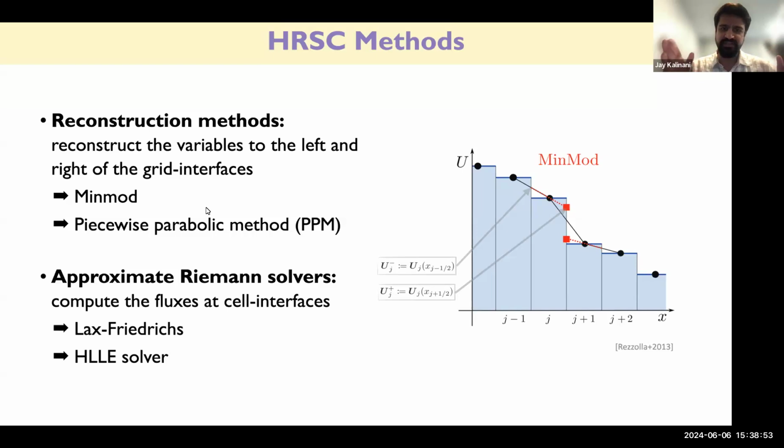Once you have reconstructed your primitives at the cell faces, you can compute the fluxes there. There are different approximate Riemann solvers to do this, such as the Lax-Friedrichs solver or the HLLE solver. On the right, I show a typical diagram where you have your grid variable at the cell center and you want to reconstruct it. This is a simple linear extrapolation to either the left or the right side of the grid cell, and then you produce this discontinuity, or a Riemann problem, that can then be solved using these Riemann solvers.